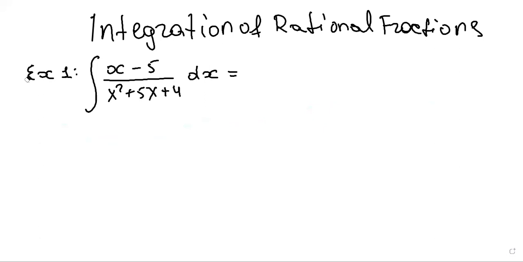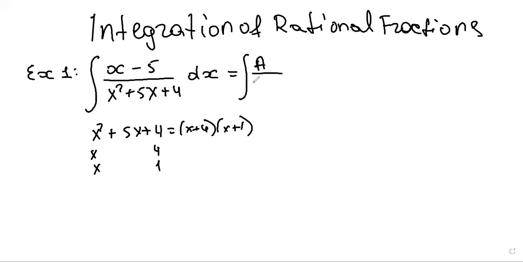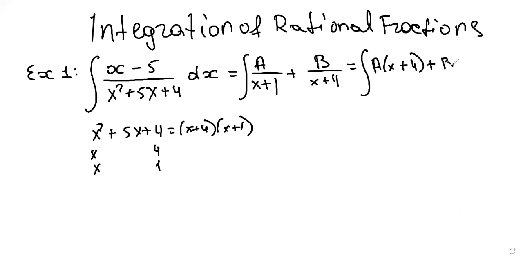First, let's factorize it. Since it's a quadratic function, you can factorize it by the discriminant, or in this method, we can separate it as 4 plus 1, which makes it (x plus 4)(x plus 1). So I can write it as two separate fractions, a divided by (x plus 1) plus b divided by (x plus 4). That makes it a times (x plus 4) plus b times (x plus 1), divided by (x plus 1) times (x plus 4).